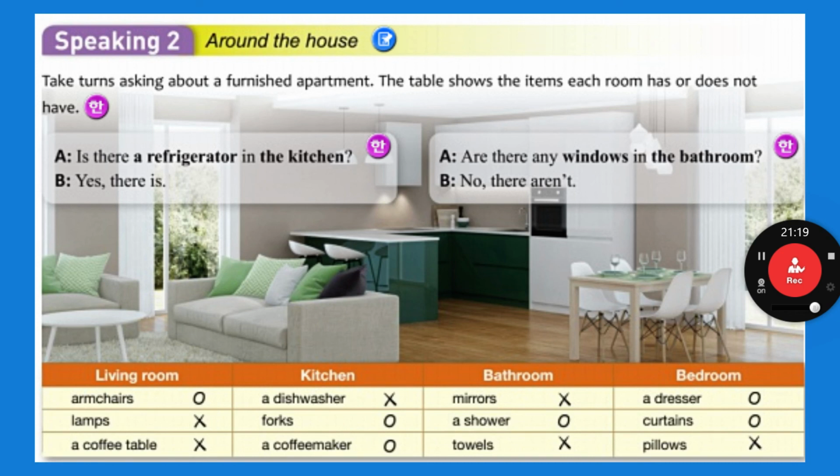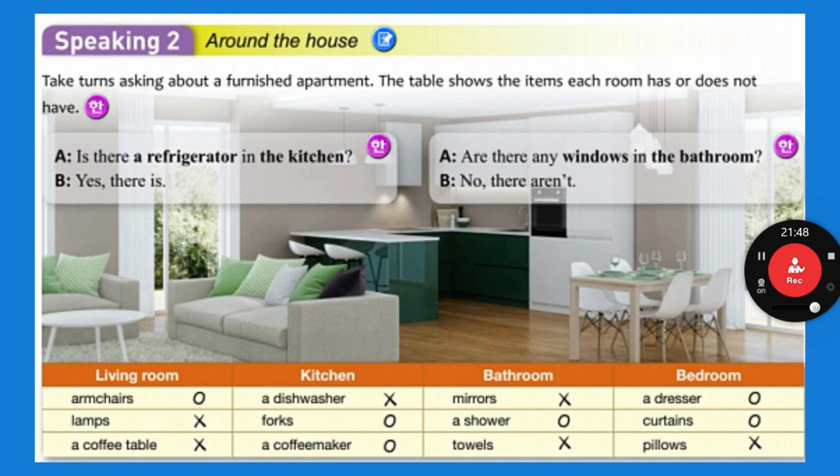Are there armchairs in the living room? Yes, there are. Are there lamps in the living room? No, there aren't. Is there a coffee table in the living room? No, there isn't. Remember, with A, there's one of them. With an S, there's more than one, and you're using are.